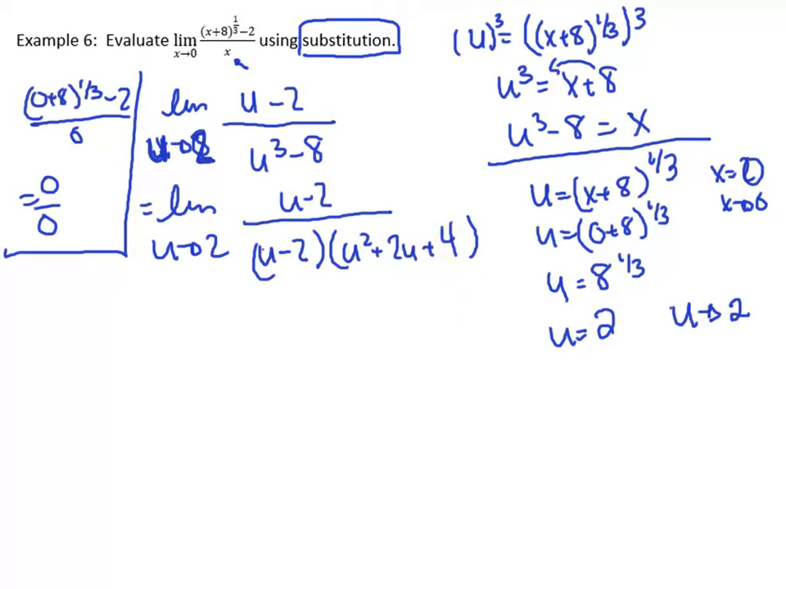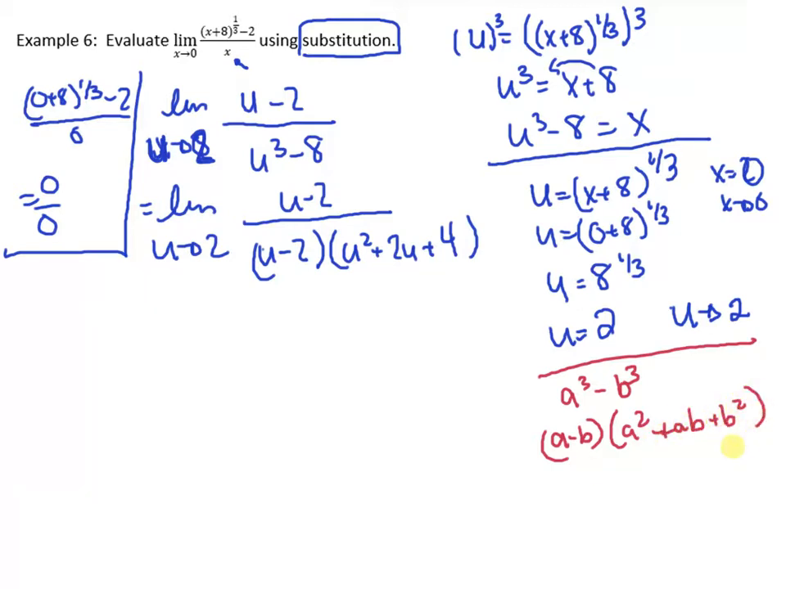Okay, if you want me to go over that really quickly, let's go. A cubed minus b cubed is going to factor to a minus b, and then it's going to be a squared plus ab plus b squared. That's what it's going to factor to. Okay, and again, that's a recap from advanced functions. In this case, there's a hole at u equals 2, doesn't matter, cancel those out.